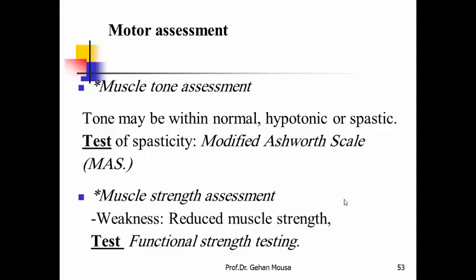Muscle strength assessment comes regularly or secondary to muscle tone assessment. According to the degree of muscle tone, we can select the type of muscle testing that we can use. For mild muscle hypertonicity or mild spasticity, we can use group muscle testing. For moderate spasticity, you can use functional strength test or functional muscle test.